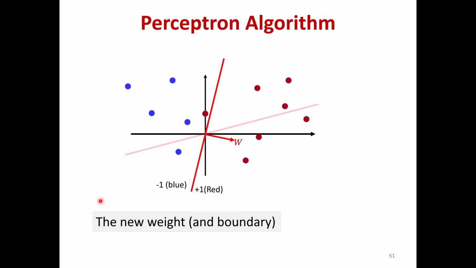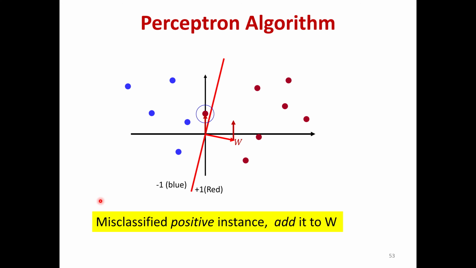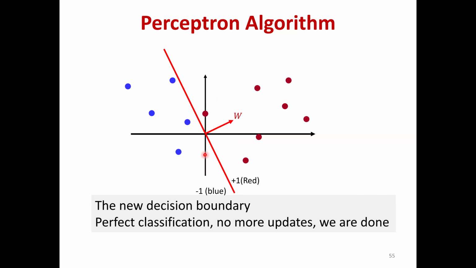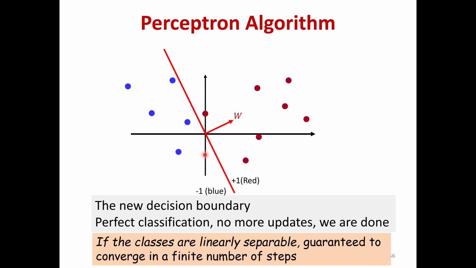Then I check through all of my training instances again. I find this instance is misclassified. It's on the wrong side. This one belongs to the positive class. So the ideal weight vector for this one points directly at that instance. So I'm going to pull my weight vector towards that instance by simply adding it to my weight vector. That gives me the new weight vector and the new boundary. And now I have perfect classification. There's nothing more to be done. And so I'm going to find my optimal decision boundary. If the classes are linearly separable, this is guaranteed to converge in a finite number of steps. Did this procedure make sense to you guys?